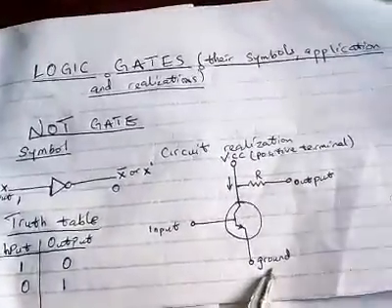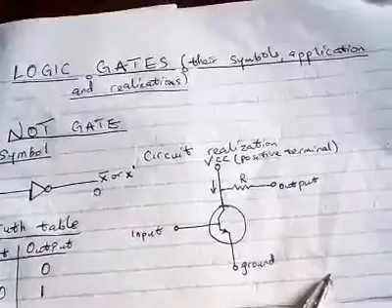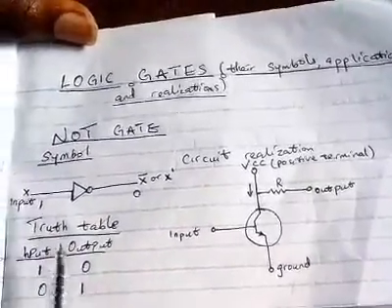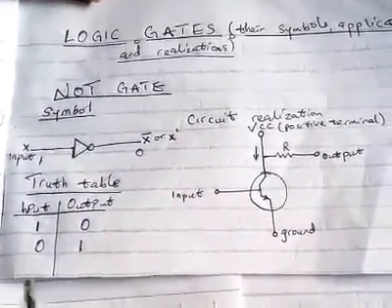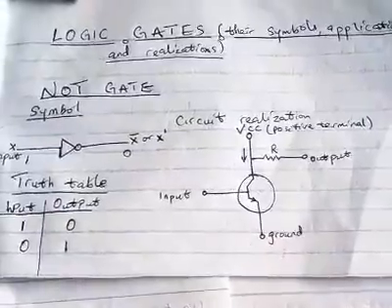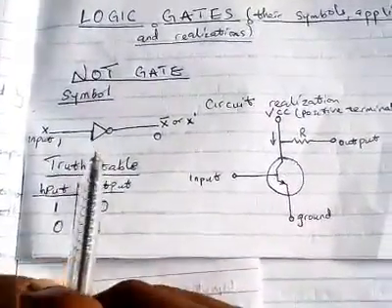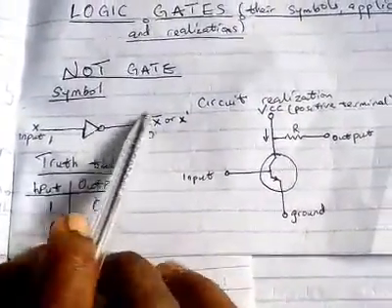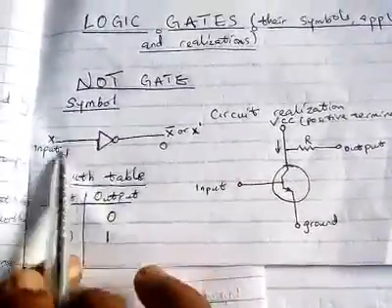Now, what is the NOT gate? Today, I'm not going to be giving us more definitions, but just the examples, the truth tables, and the circuit implementation. Now, the NOT gate is represented by this symbol here. This is the symbol for the NOT gate.